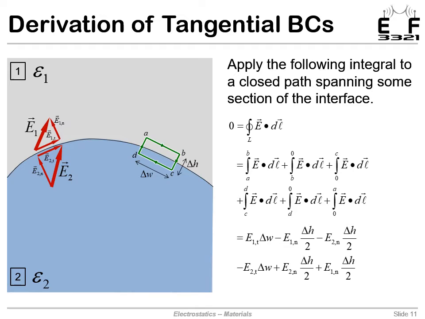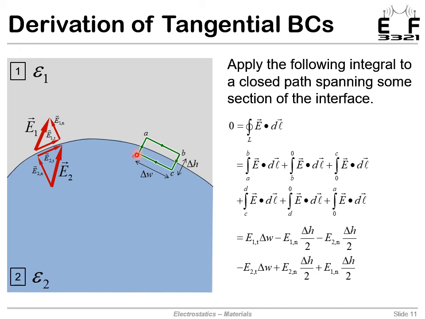Okay, now we integrate from 0 to C. That's also integrating in the negative direction, so we have a negative sign out here. We're in the second medium, so it's E2 normal, and then the length of that line integration is delta H over 2. Okay, now we're at point C. Now we integrate from C to D. The electric field along here is the tangential component, so it's E2 tangential, and the length of that was delta W. So we have a delta W, and we have a negative sign because we're integrating in the negative direction. The positive direction is left to right here.